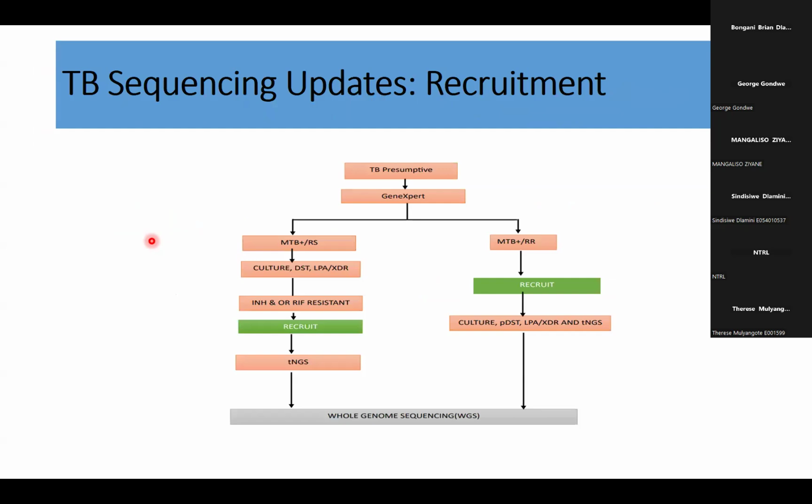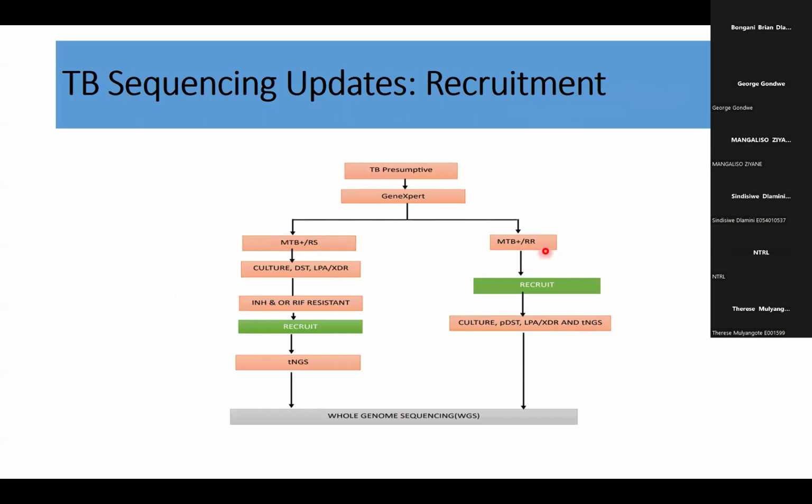So this is the basic workflow. All the TB suspects, from presumptive TB cases, we do GeneXpert. From GeneXpert, you will get, let's start this side, MTB detected, rifampicin resistance detected. We recruit because it's the project. You recruit, then you do the rest of the tests and then NGS as well.